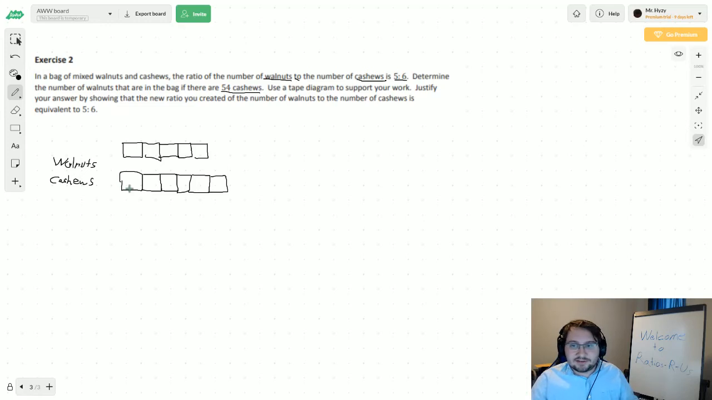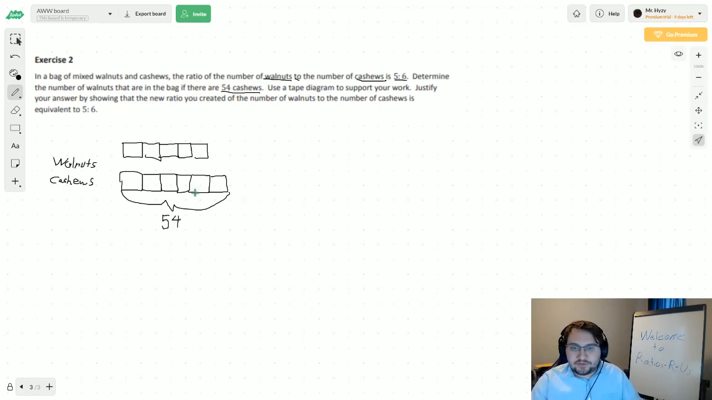5 to 6. So my cashews, I have 1, 2, 3, 4, 5, 6 boxes. Walnuts, I have 1, 2, 3, 4, 5, because we're at 5 to 6 for walnuts to cashews. It's saying we need to find out how many walnuts there are if we have 54 cashews. So this entire thing over here, we know that there are 54 cashews in there.